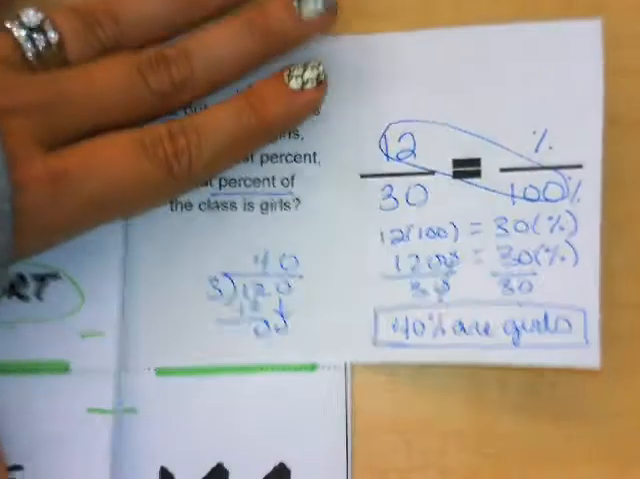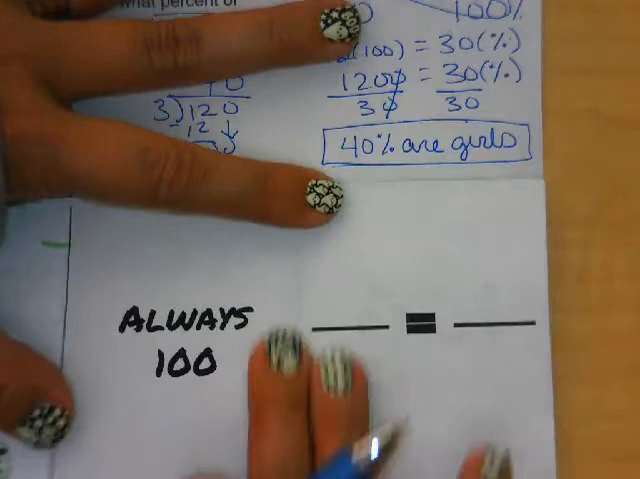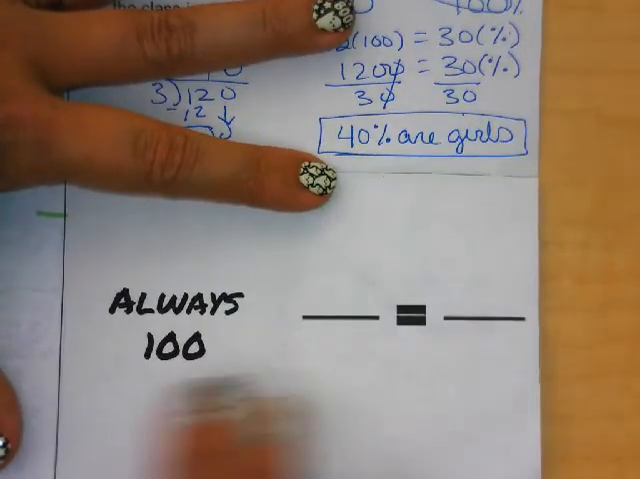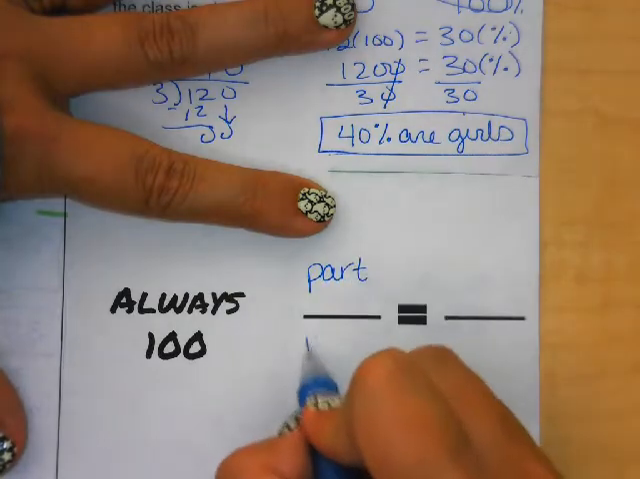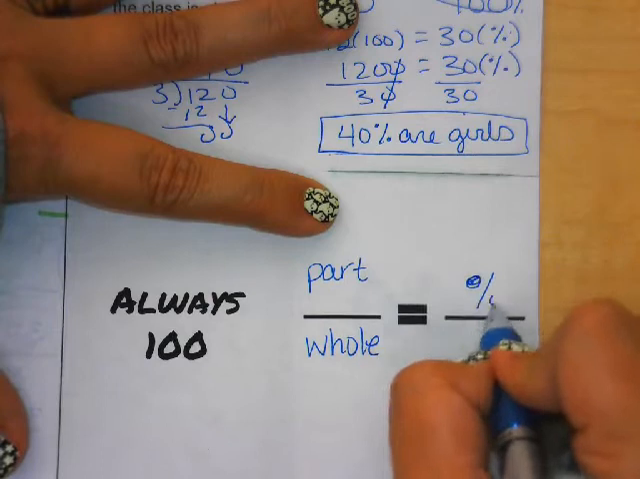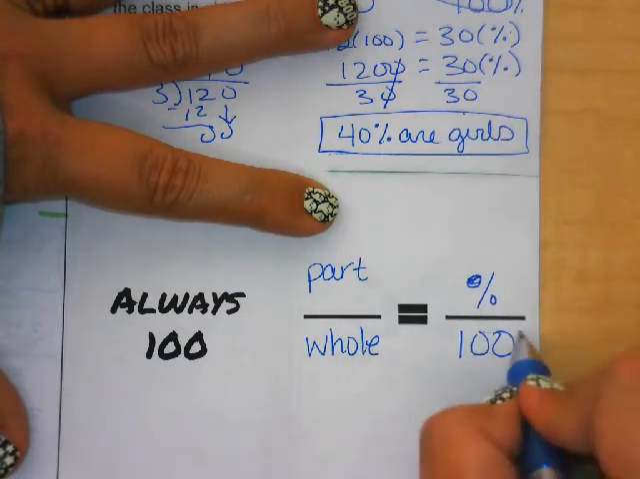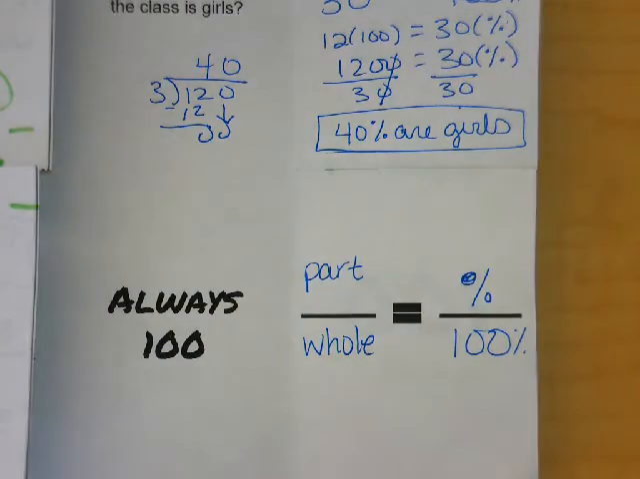All right, and one more, and then I'm going to let you try it when we get to class. Always 100. So we're just going to write part over whole equals percent over 100. Go ahead and glue this in your journal, and we'll talk about it when I get back.